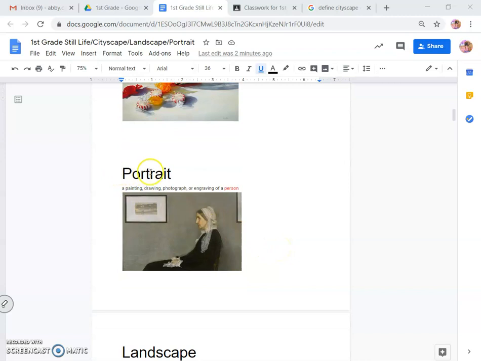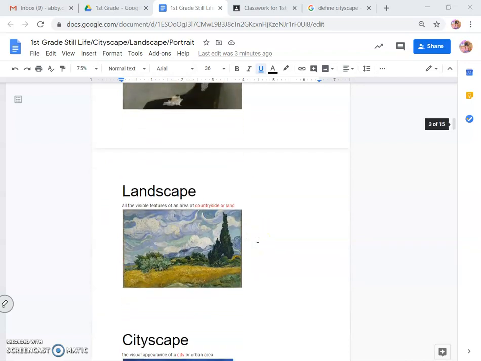Okay, I'm going to go down to the next one. Portrait. You guys know what portraits are. A portrait is a painting or drawing or photograph of a person. So this is a person. So this is a portrait. I think portrait is easy to remember because they both start with P, portrait and person, right? Let's go on.